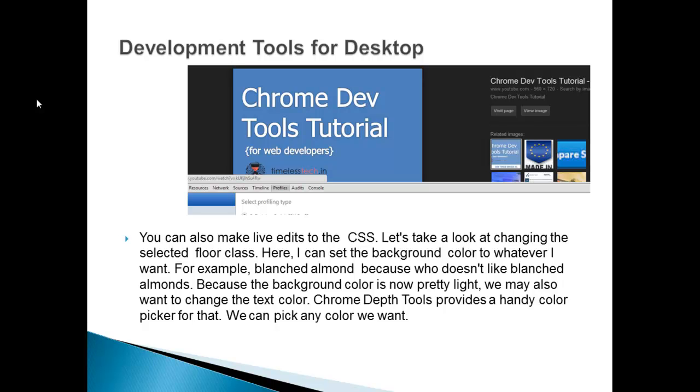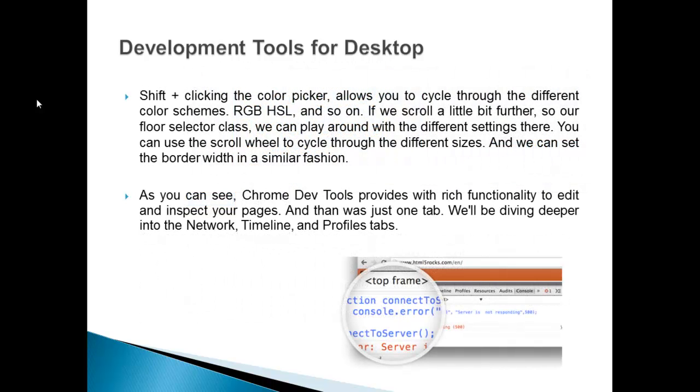Because the background color is now pretty light, we may also want to change the text color. Chrome Developer Tools provides a handy color picker for that. We can pick any color we want. Shift plus clicking the color picker allows you to cycle through the different color schemes, RGB, HSL and so on.